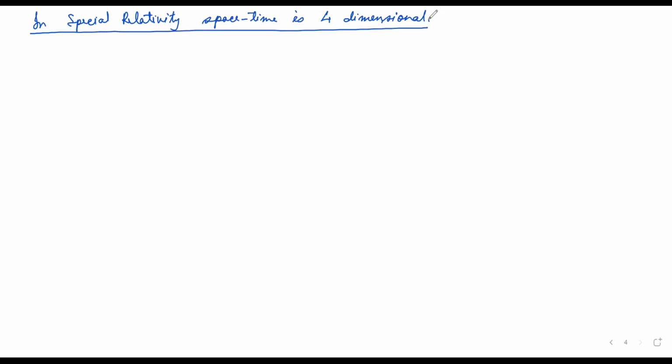And that is called Minkowski space. Here I am saying space-time, and here I am saying space. So what is the meaning of the word space in Minkowski space? The word space here actually means a vector space, the vector space which you learned in your linear algebra. So let us see what Minkowski space is.